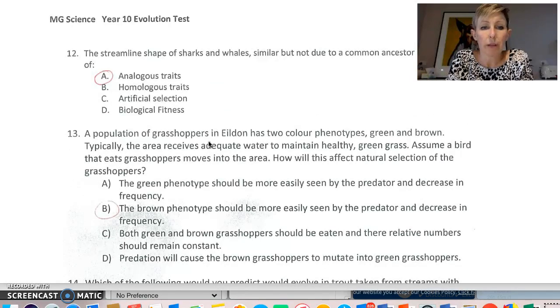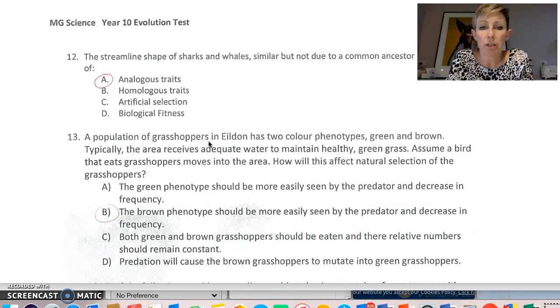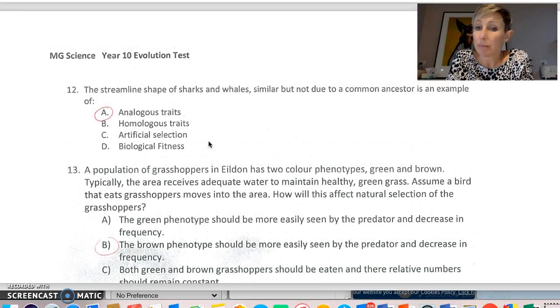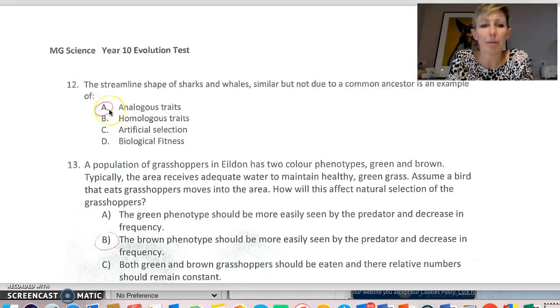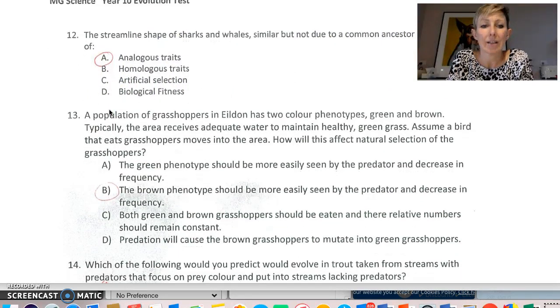Question 12. The streamlined shape of sharks and whales, similar but not due to a common ancestor, is an example of analogous structures or analogous traits. A trait is just another word for a characteristic.